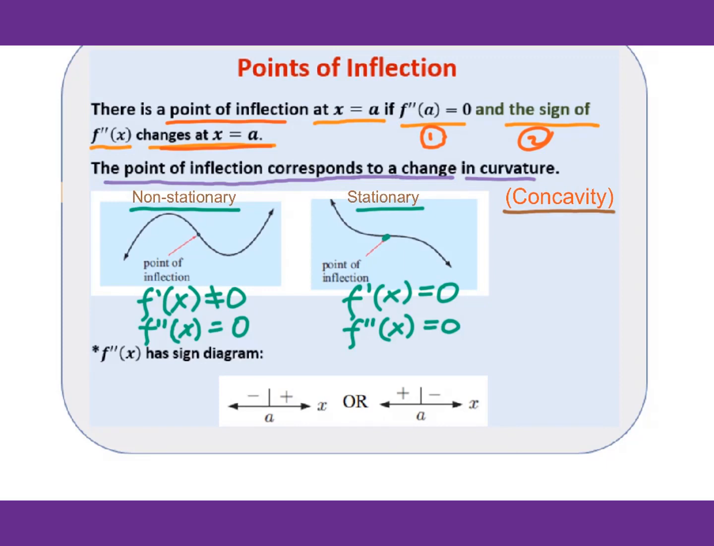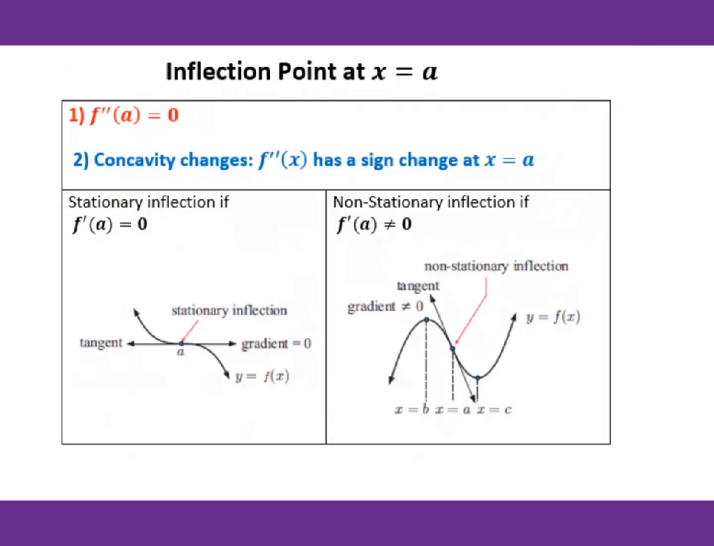Remember, at a point of inflection, the second derivative has a sign diagram like this, which means the sign is changing for the second derivative of f of x at a. Let's draw a conclusion. For an inflection point at x equals a, first of all, make sure the second derivative is equal to 0 and concavity changes. In other words, the second derivative of f of x has a sign change at x equals a.